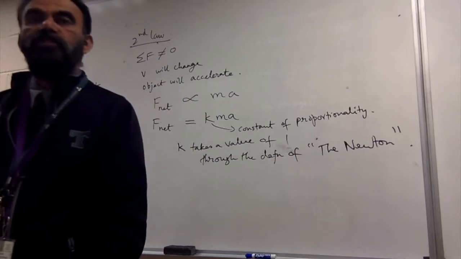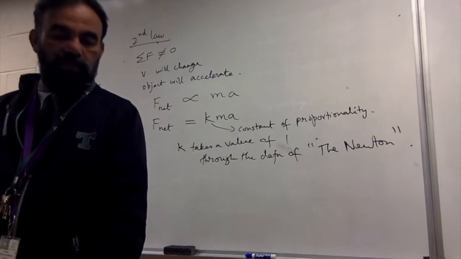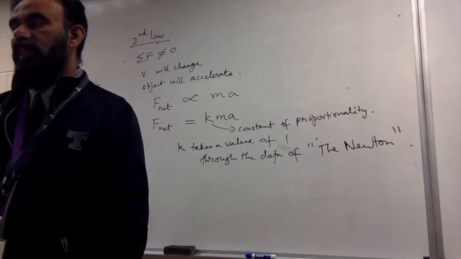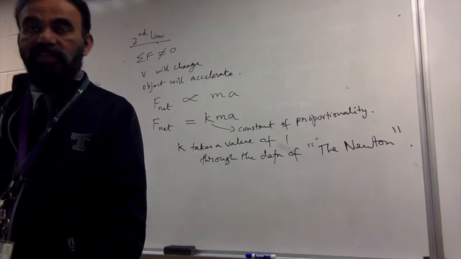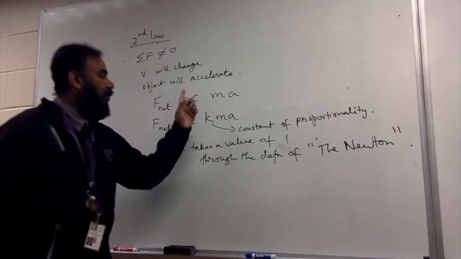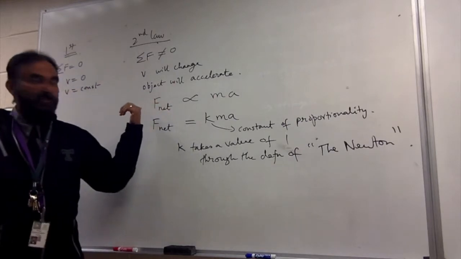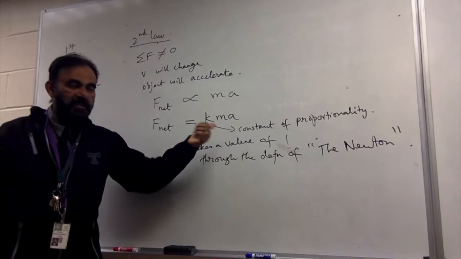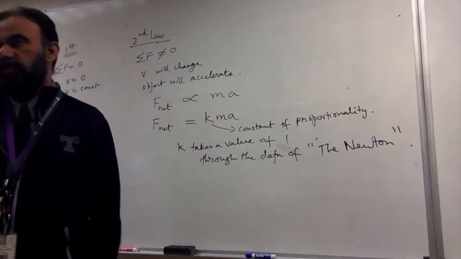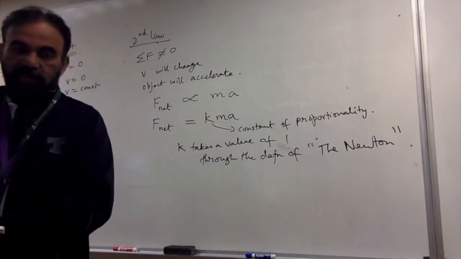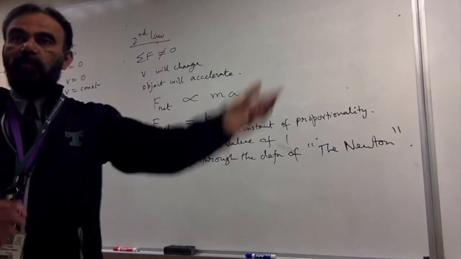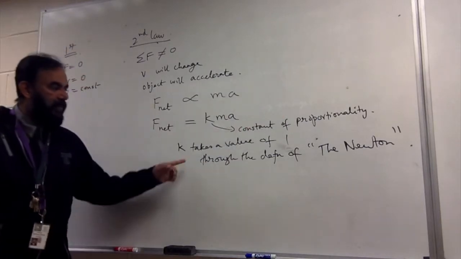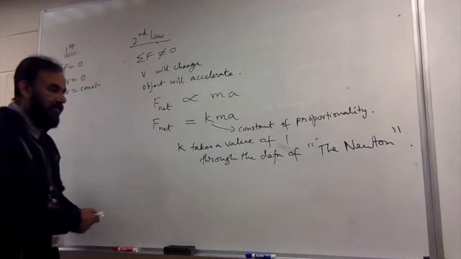So when the net force is not zero, when there are unbalanced forces acting on an object, the object will accelerate, and the acceleration is directly proportional to the unbalanced forces. And the acceleration will be in the same direction as the unbalanced forces. So if an object is acted on by a net force in that direction, it's going to accelerate the same way. Good. Write down the definition of the Newton.